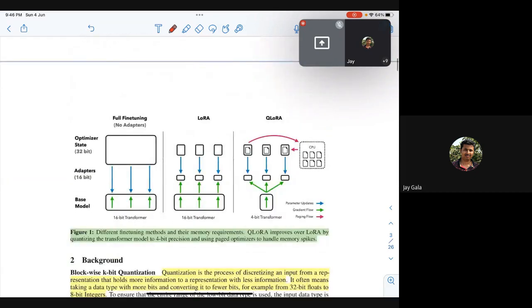Overall, figure one pretty much sums up the idea. On the left side is where we do full fine-tuning. You operate with a 16-bit transformer, whatever the base model you have, and you store optimizer state in 32-bit. When you backpropagate, you still store everything, and activations are stored in 32-bit or 16-bit. So overall, you're still storing way more, and you require more memory.